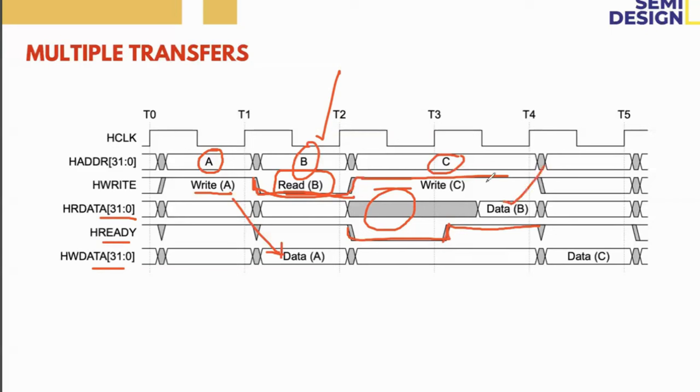Next, write C. So for write C, because of this wait state, two cycles it has taken, and once completed, it writes the data in the next clock cycle. Okay.